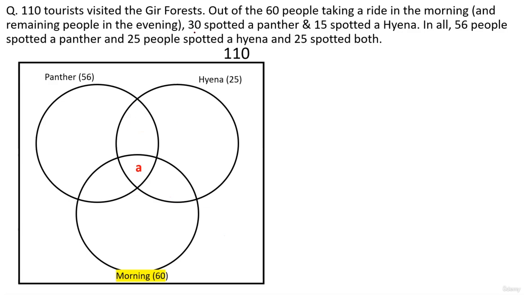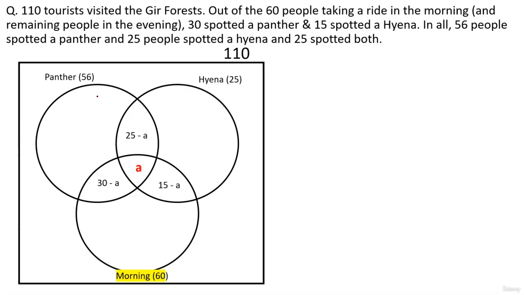So in the morning, if 30 people are spotting a panther and a people are spotting both, that means 30 minus a people spot only panthers. Similarly, if 15 spotted a hyena and उसमें से a people spotted both, so how many spotted only hyena? 15 minus a. And also it is given that 25 people spotted a hyena, 25 people spotted both, right? ये भी दिया हुआ है. उसमें से exactly a people are spotting in the morning. तो evening कितना होगा? 25 minus a.